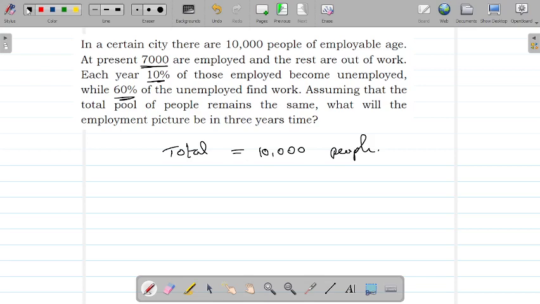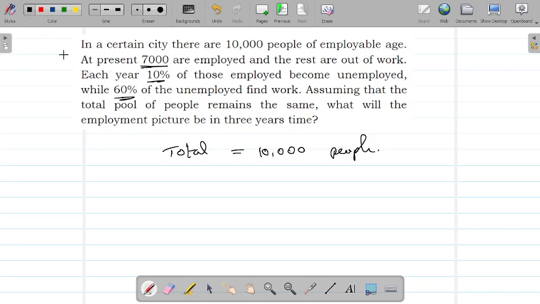So can you tell me the picture? This you have to carefully observe. Every year 10% of the employed are becoming unemployed. So they gave percentage: what percent of the employees are becoming unemployed and what percent of unemployed are becoming employed.